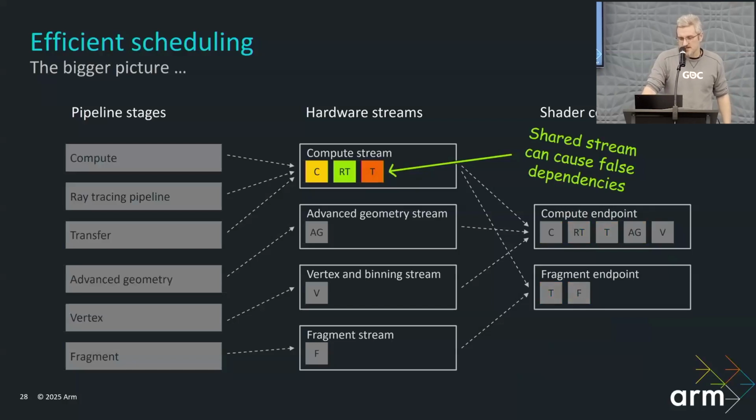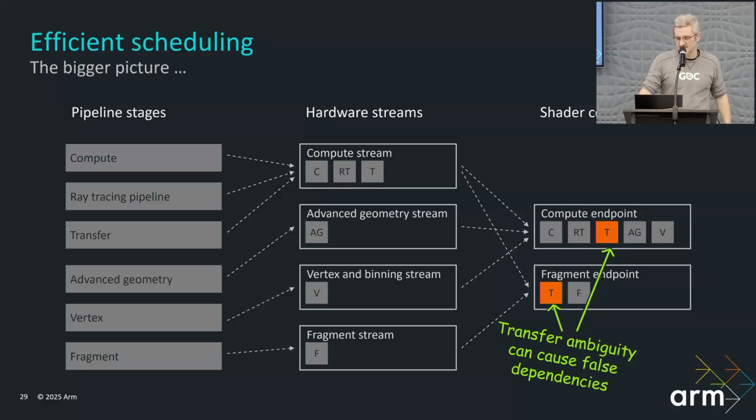Some gotchas here. So the shared stream can cause false dependencies. So we have quite simple binary syncs currently in those queues. This gets fixed a bit later, which I'll talk about. But if you had a compute barrier, if there was transfer in that stream, the transfer can block the compute barrier. Right? So that can cause some issues.